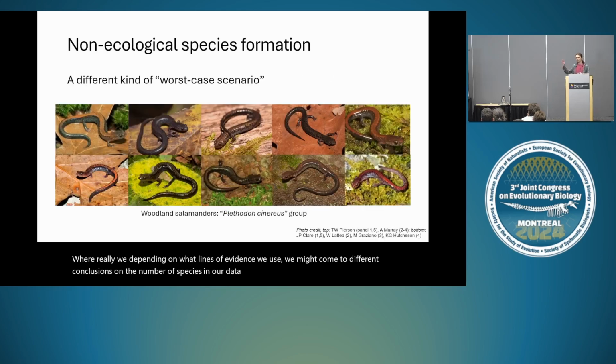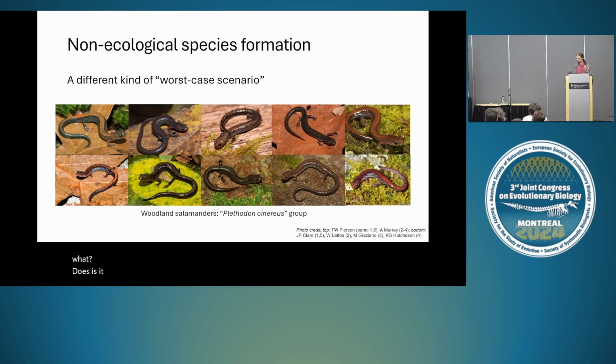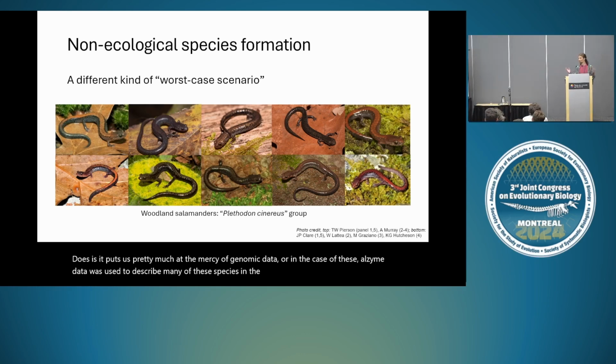But I want to focus on a different kind of problem, what we call non-ecological species formation. And I call it a different kind of worst case scenario, because these are woodland salamanders, so these are 10 species within the woodland salamanders of very, very morphologically similar species. Some of them are actually identical, or at least identical based on characters we've been able to study. And so what this does is it puts us pretty much at the mercy of genomic data, or in the case of these, allozyme data was used to describe many of these species in the past. And that might just be all we have available to describe species.